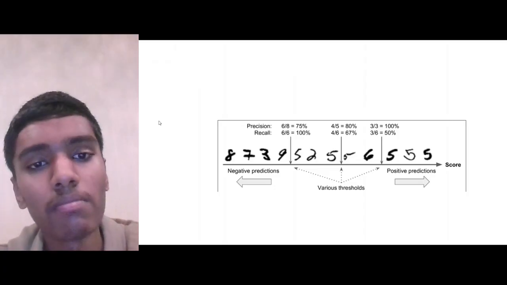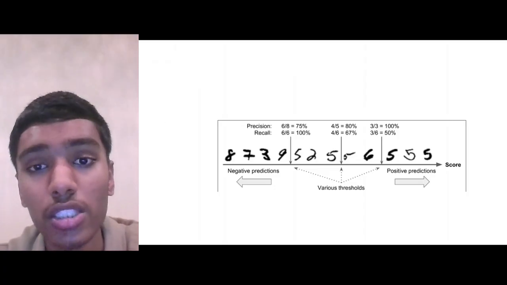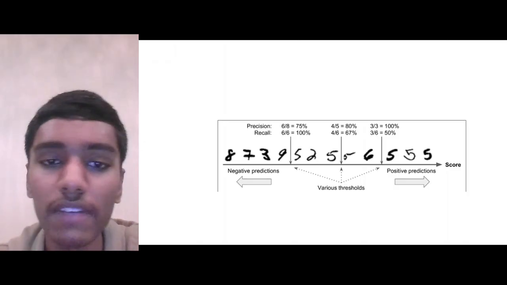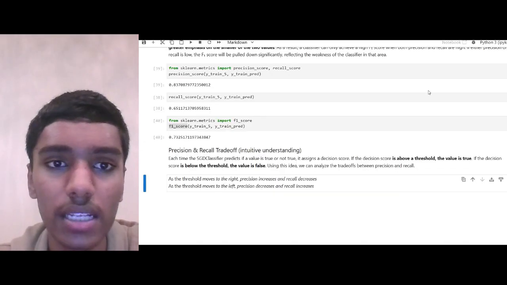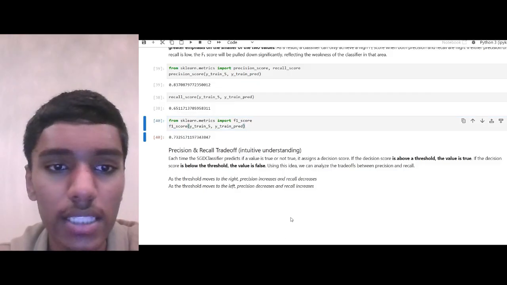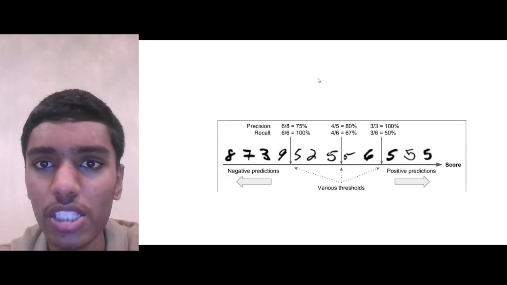Okay, so that would be an example where you might want to consider the trade-offs. Everything is trade-offs, right? Everything in statistics is trade-offs. So that's an example of precision and recall trade-offs. Now let me go ahead and show you.